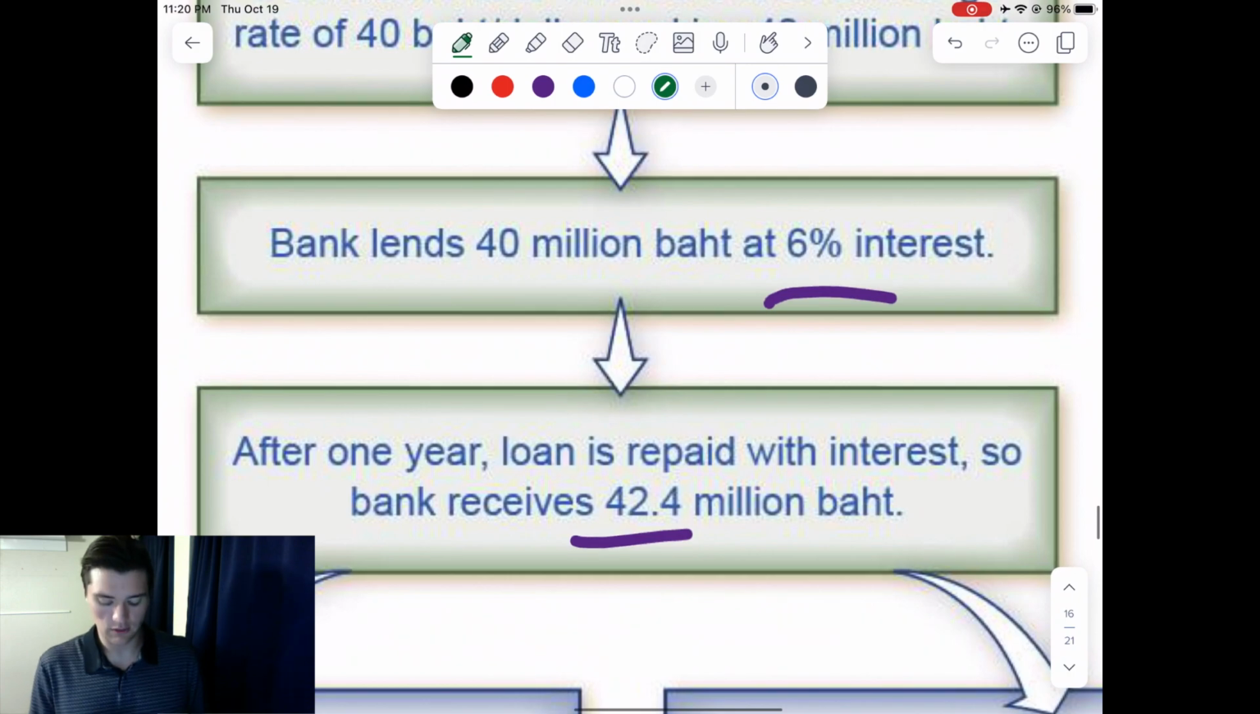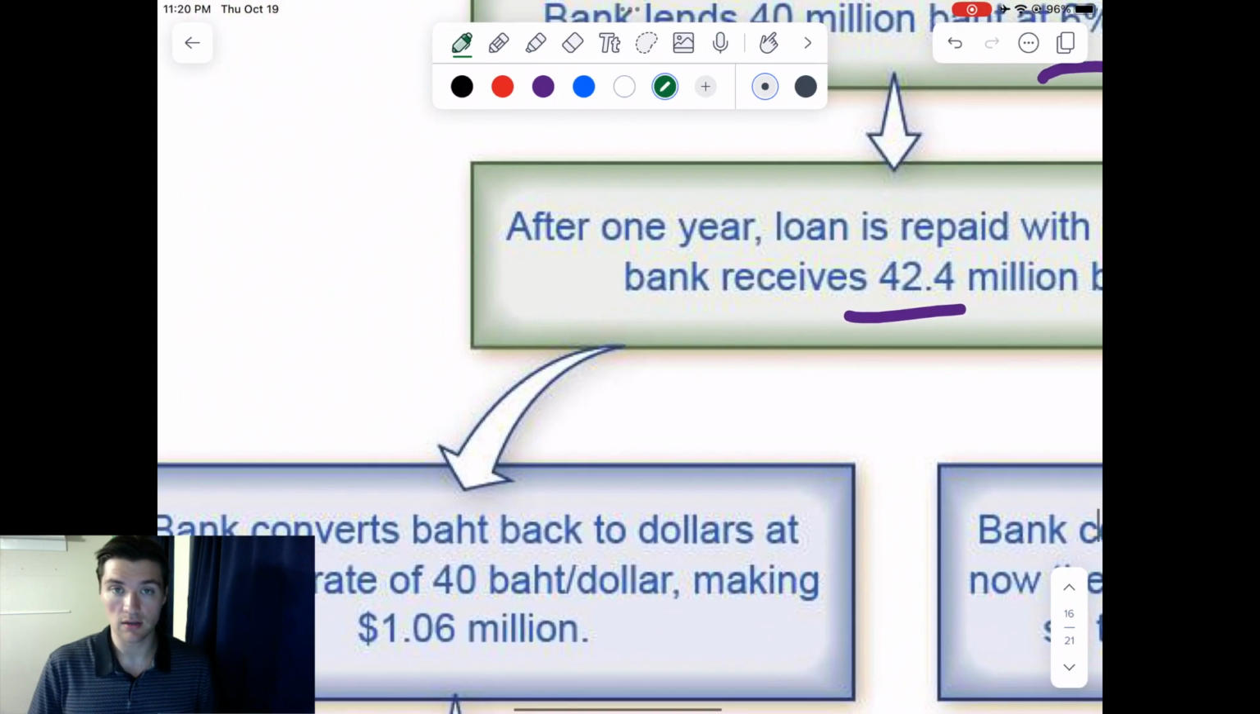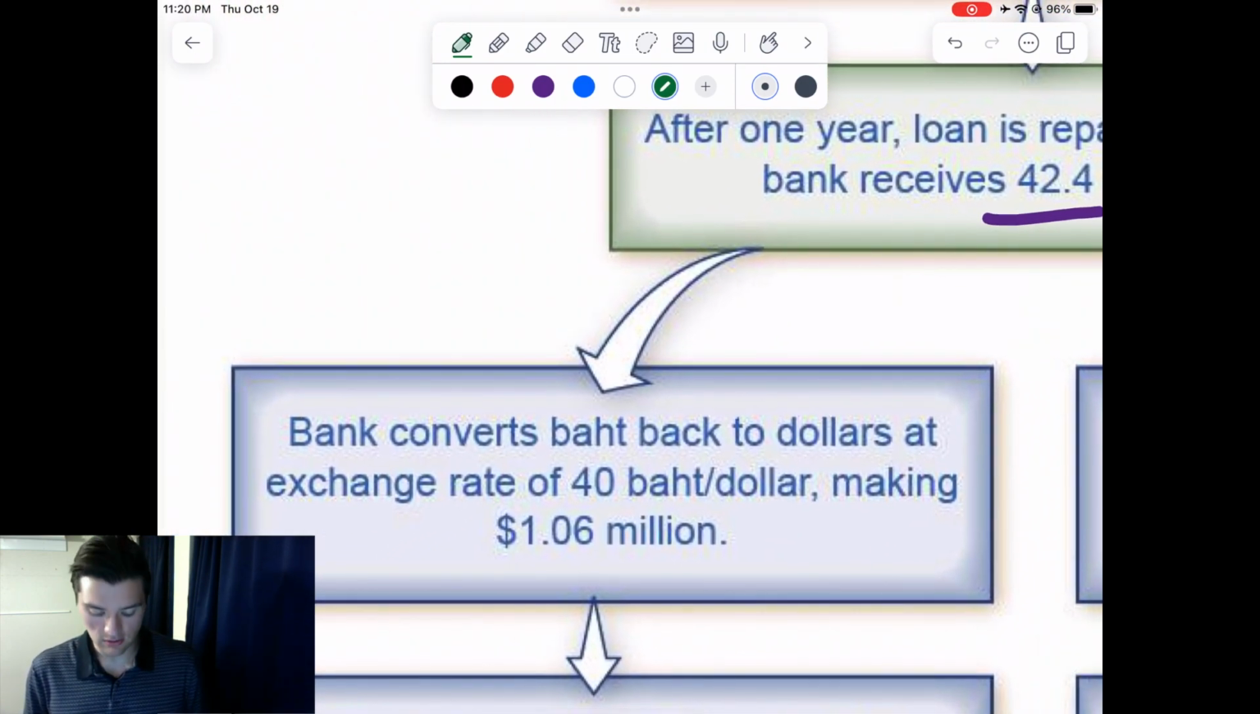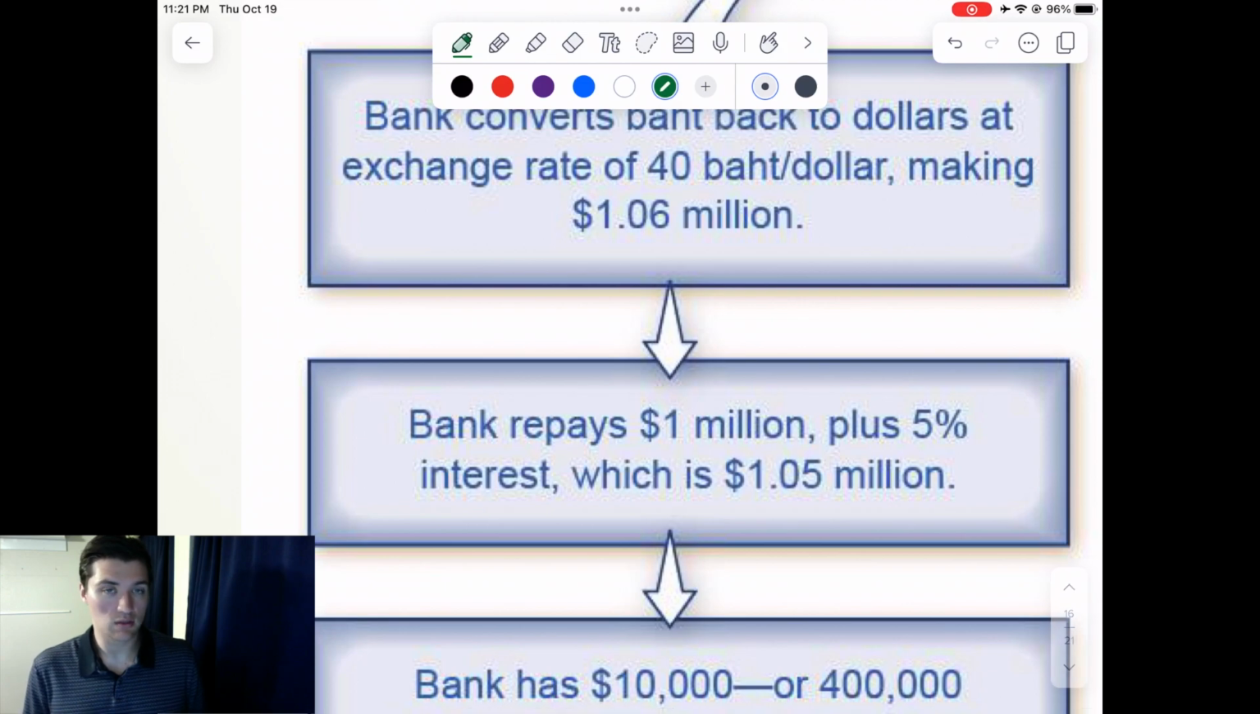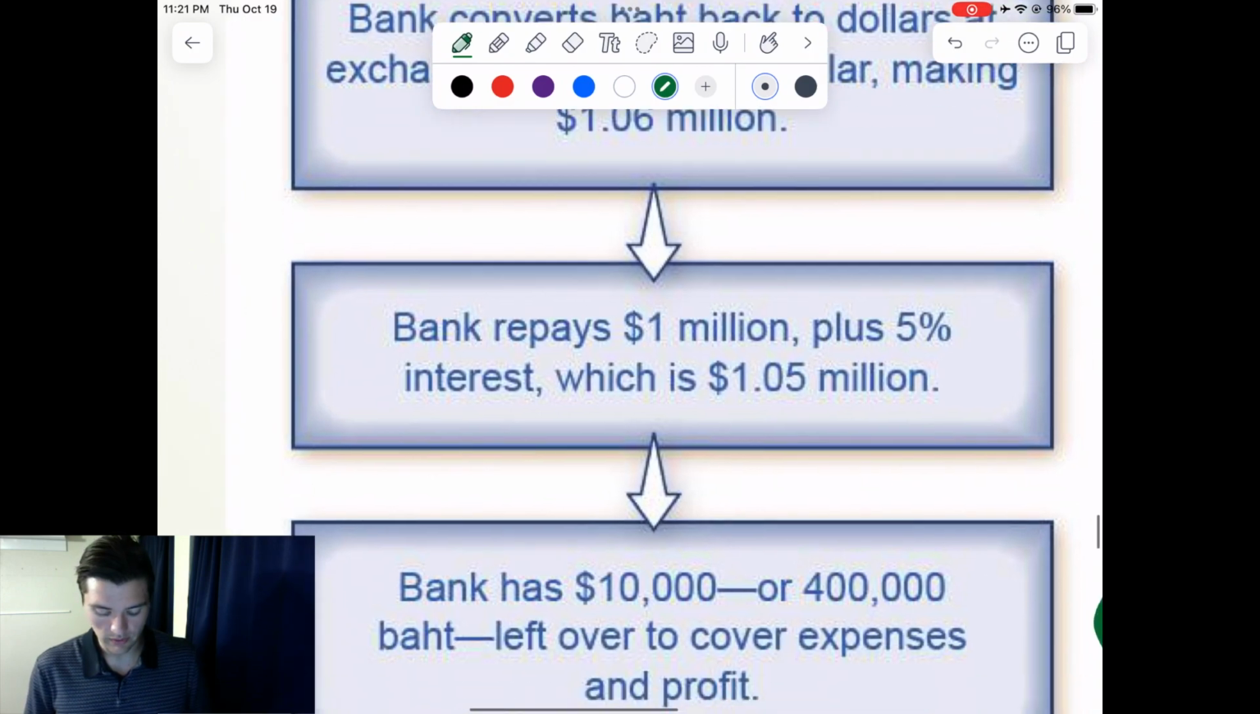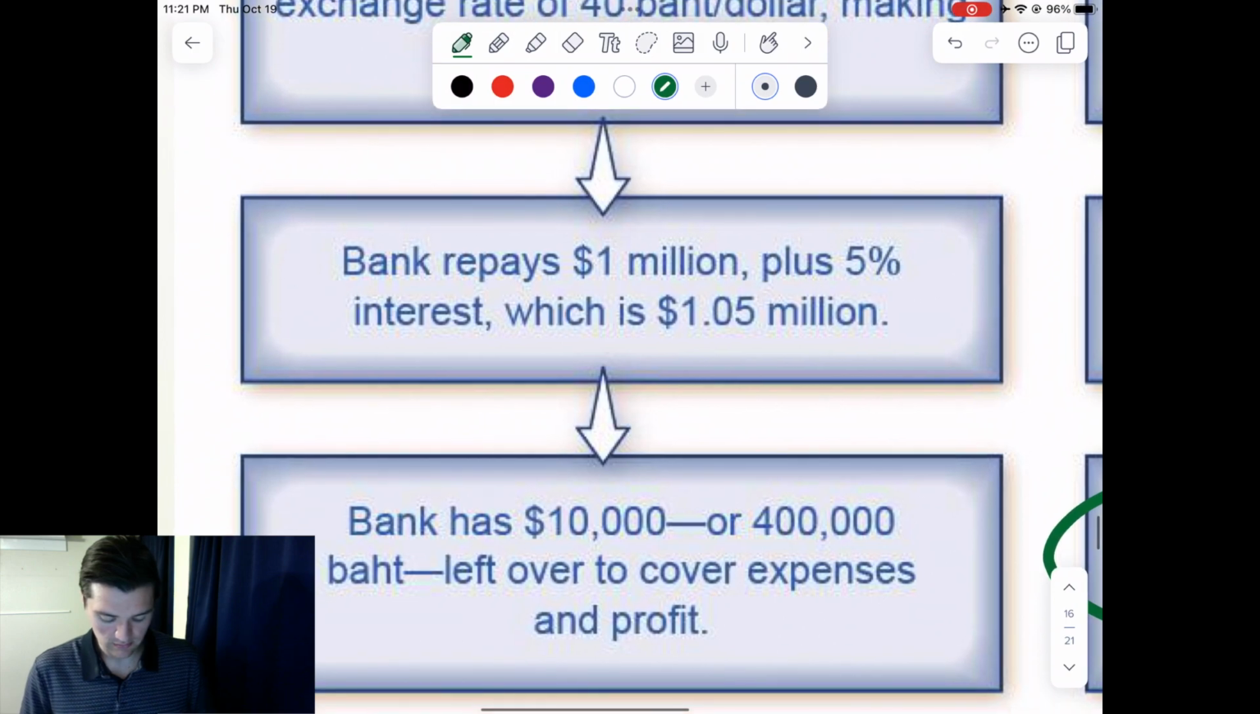After 1 year, the loan is repaid with interest, so you get 42.4 million baht. Now you have to convert this back to dollars. Let's say the exchange rate doesn't change, it stays at 40 baht per dollar. So this means you're going to make $1,060,000. If you're confused about that, just do the butterfly method and you're going to get $1,060,000. So we know that we have to pay it back, so that's going to be $1,050,000. And so we actually have an extra $10,000 left over. So we actually profited off of this investment here.